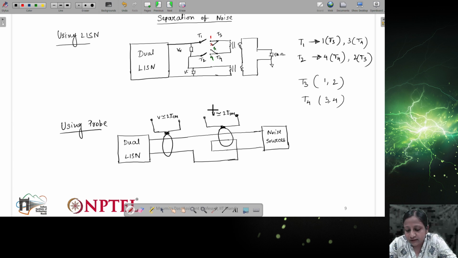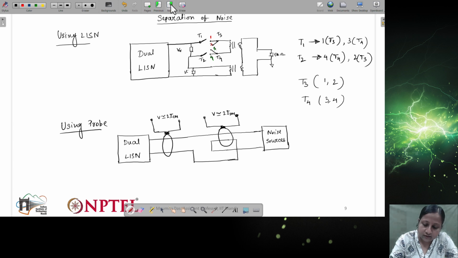Again we can use the same equation to find out the different currents, and then we can design the filter. And using LISN, you already know how to find it. So these are the different methods we have to follow. Now you know how we have to use LISN and separate the noises. So how does this LISN look?